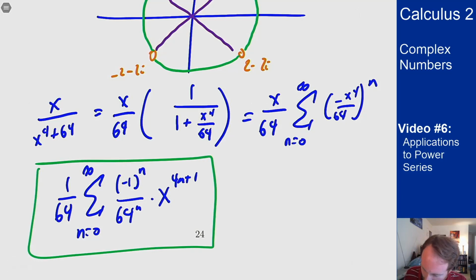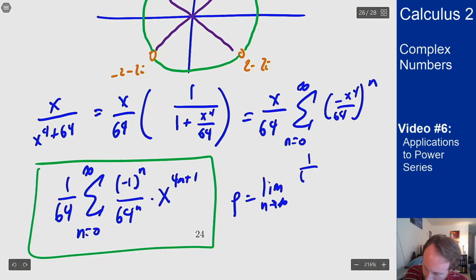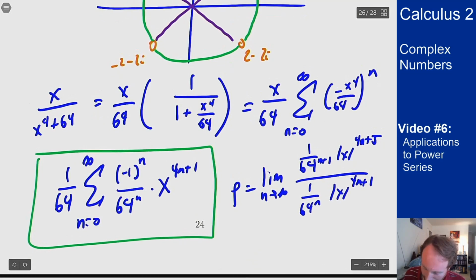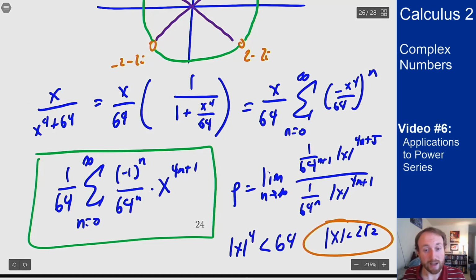And then if I look at the ratio test here, to find this convergence, I need rho, which is the limit as n goes to infinity of 1 over 64 to the n plus 1, x to the 4n plus 5, over 1 over 64 to the n, x to the 4n plus 1. It's going to be less than 1, which is going to happen when x to the fourth in absolute value is less than 64, which is absolute value of x less than 2 square roots of 2. So I get the same radius this way that I got from the other method.